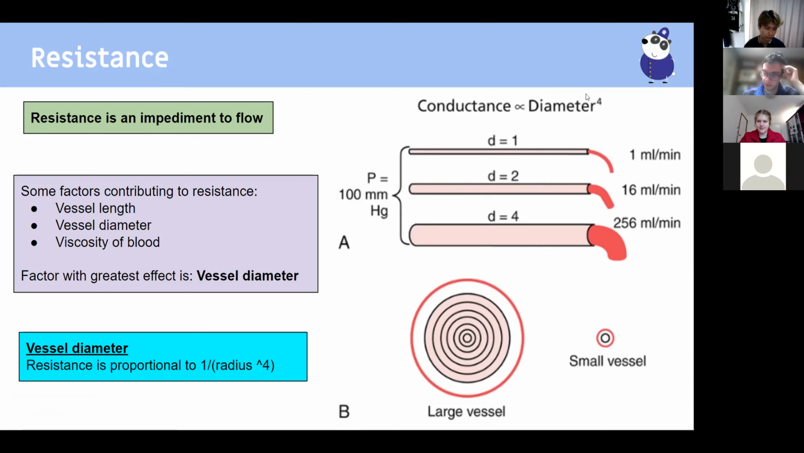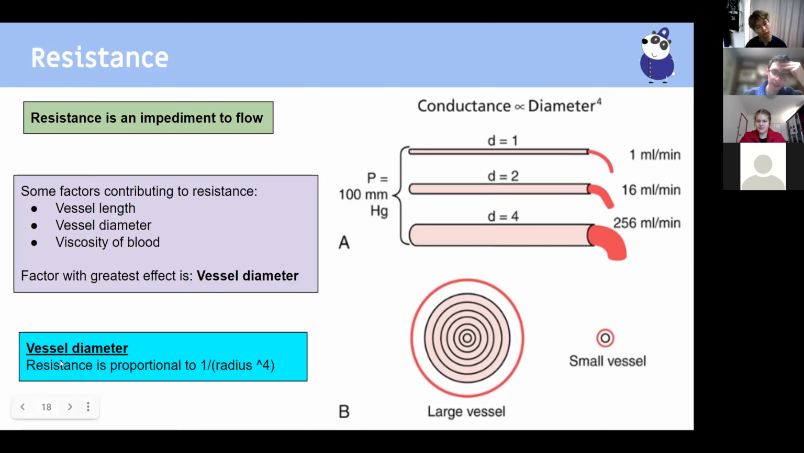Let me rephrase that. This is for the resistance, and this is the radius. If I put 1 in this formula, my resistance is 1. If I put 2 in this formula, 2, 4, 8, 16, my resistance is 1 on 16. So it's exponentially increased to the power of 4.